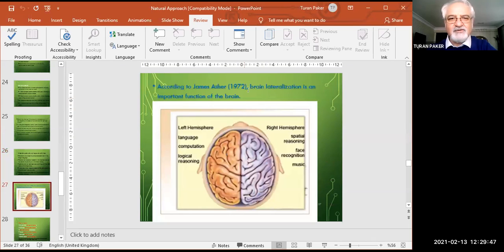And here I said I'm going to talk about brain lateralization of James Asher. He says we have a left hemisphere and a right hemisphere. And first with the right hemisphere, we do the activities, okay? We have spatial reasoning, face recognition, music, they're all here. And when we do the activities, the left hemisphere labels it. I mean, language occurs this way. So computation and logical reasoning are on the left side. So they should be in harmony with each other. But if you teach the language structurally, what you do is you teach language through language without action.